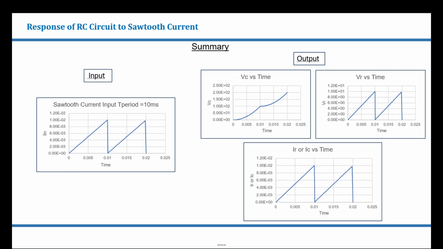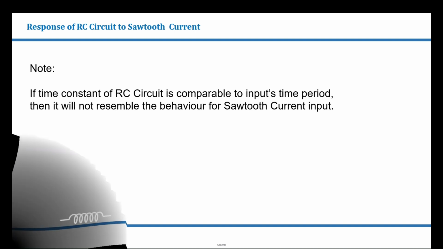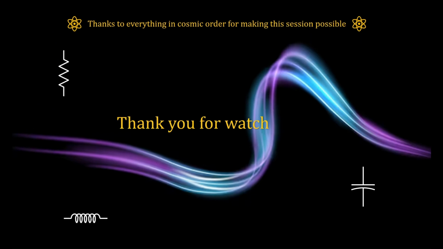Here is the summary. We can see how the input current has transformed the voltage across the capacitor. If the time constant of the RC circuit is comparable to the input's time period, then it will not resemble the behavior for sawtooth current input. Thank you for watching this video.